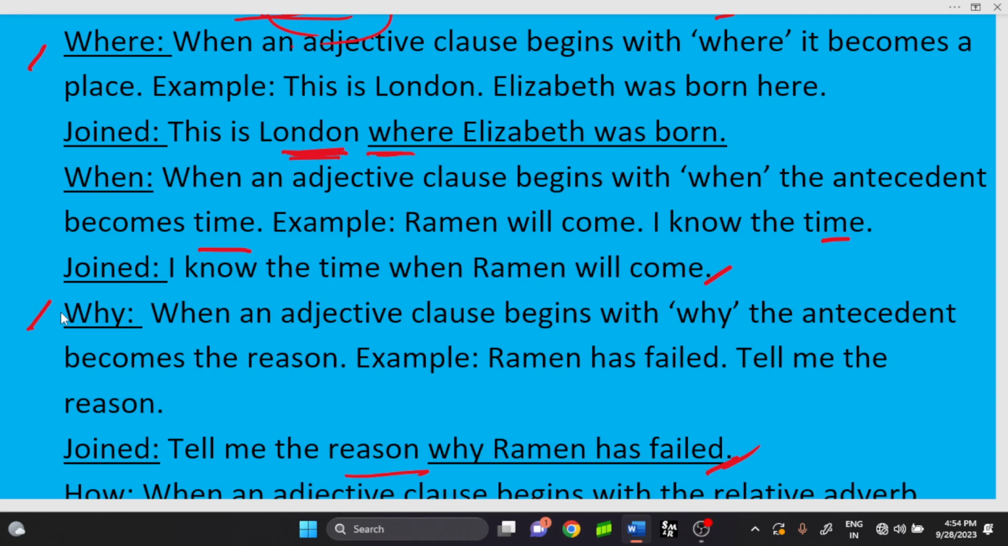So dear students, this is all about the very class of adjective clause. We have already learned the very definition of adjective clause, the very uses of adjective clause. Hope this very video is helpful for all of you.